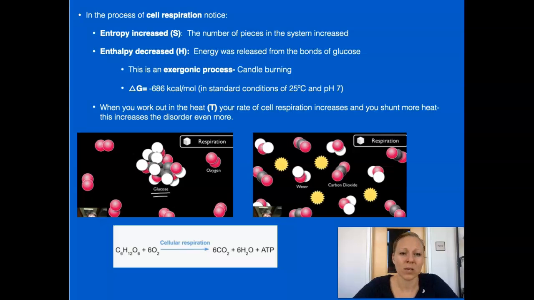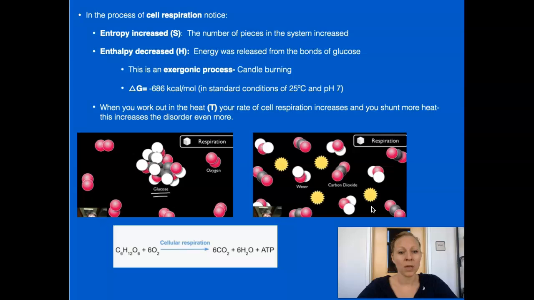In the process of cell respiration, notice entropy increases. S, the number of pieces in the system, increases. If this is cell respiration, we start with glucose and some oxygen, and then we break it down and entropy increases. We have 6 CO2 and 6 H2O. We started off with 1 carbohydrate and 6 oxygen, and here we are with 12 molecules and ATP. And so entropy is increased.